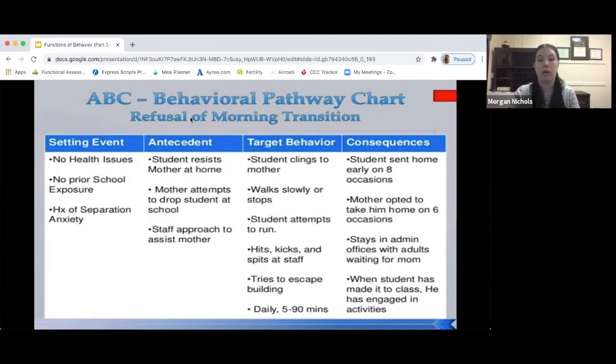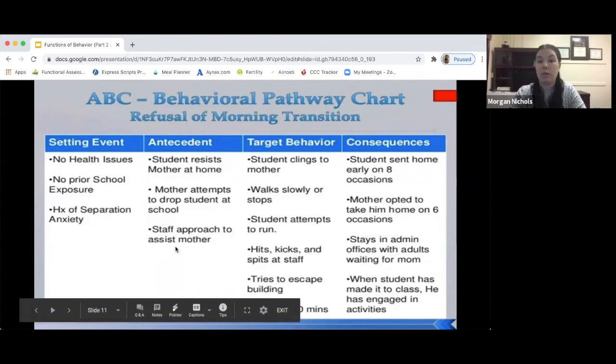So right here, what happened right before the behavior of not transitioning? What happened was the student resisted the mother at home. So he's saying, no, no, no, no, no, I don't want to go. I don't want to go. Maybe he's resisting getting in the car, being put in his car seat, stuff like that. And then mom tries to drop him off at school, and the staff walk up to the car to assist mom. So that's what happens right before his behavior, right?